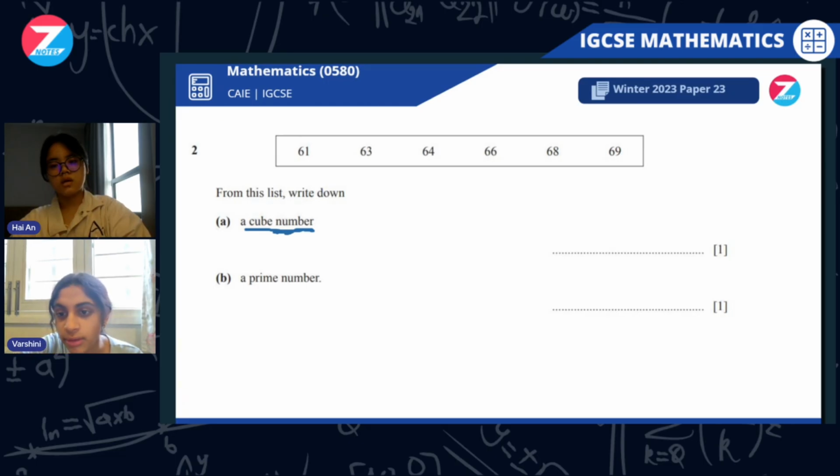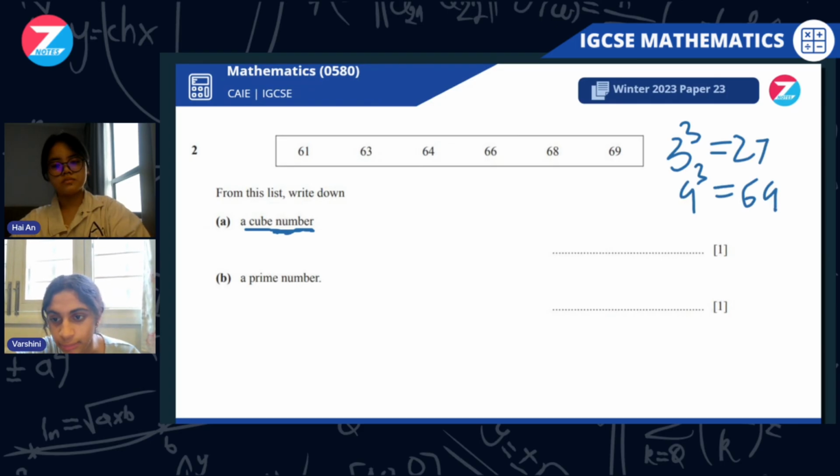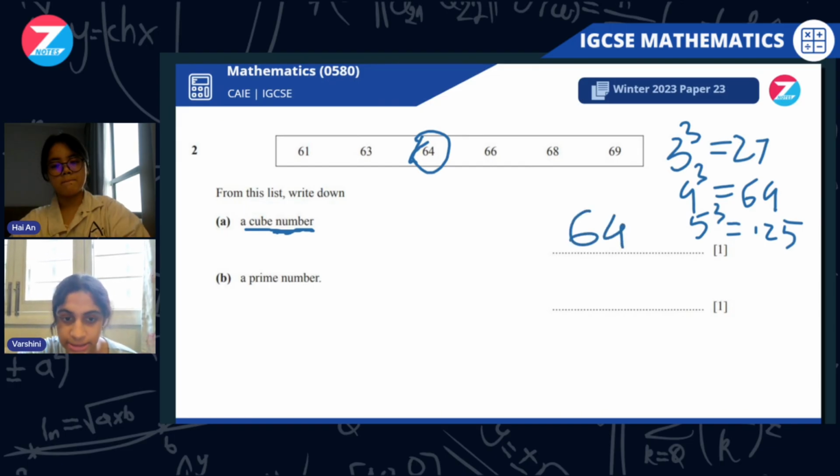We know 3 cubed equals 27. We know 4 cubed equals 64. And we know 5 cubed equals 125. So over here we can clearly see 64. There could be other cube numbers here, but we don't really care about them. We know 64 is for sure a cube number. So our answer is 64.